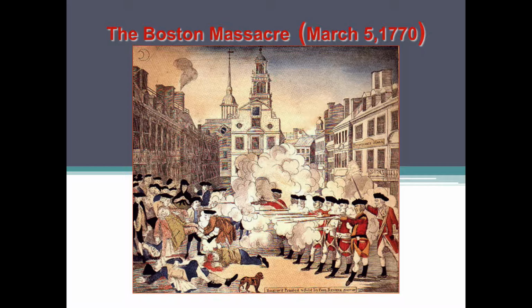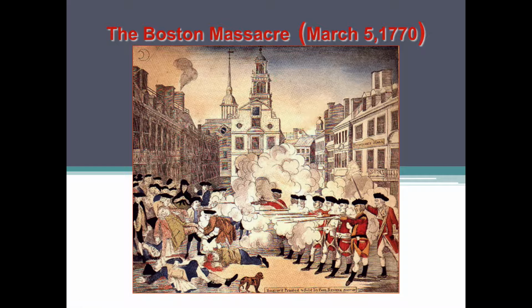The Bostonians begin to protest. We're going to talk a lot about this in class on Wednesday. We're going to talk a lot about this particular engraving. This was engraved by a member of the Sons of Liberty. You may have heard of him. His name is Paul Revere. We're going to talk a lot about what is being shown here. These men in a line, Captain Preston in the back, and Bostonians being gunned down in a brutal, horrible massacre.